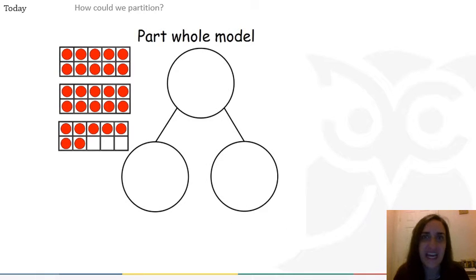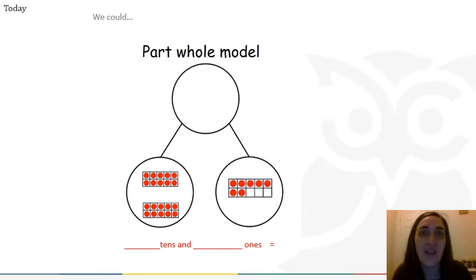Okay, now this time you have got a number that is given in the 10 frames. You see all those red counters and those 10 frames. I'd like you to have a think now. How could you partition the number into tens and ones? Put the tens together in one part and then put the ones into the other part.